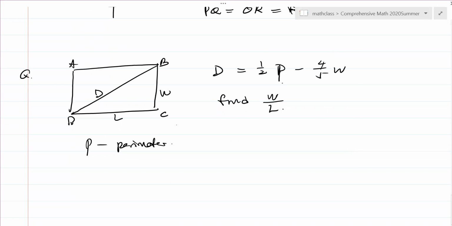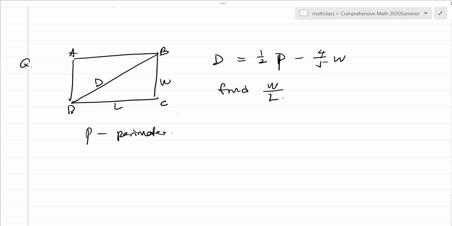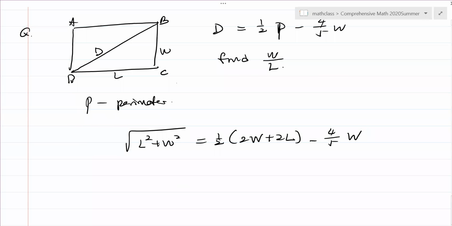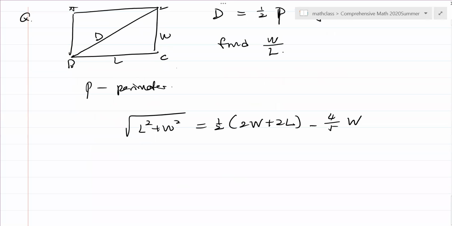P is the perimeter. Everything can be determined by the length of the width. The length of the diagonal is going to be the square root of L squared plus W squared, by the Pythagorean theorem. And the perimeter is 2W plus 2L, divided by 2, minus 4/5 W. So you get one equation in two variables. You cannot solve for L and W, but you can get the ratio maybe. So from here you will get W plus L minus 4/5 W.